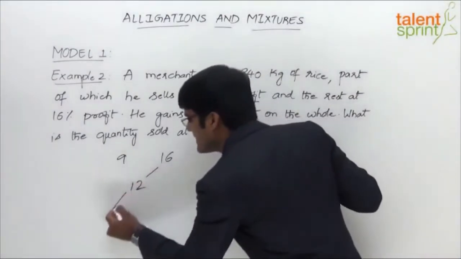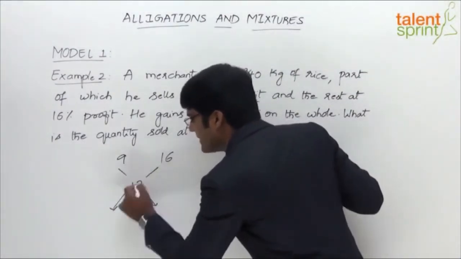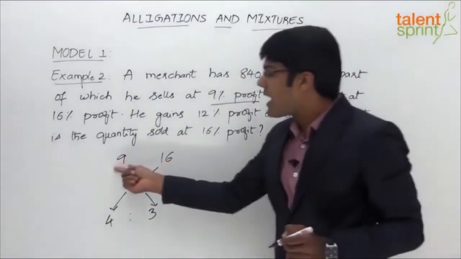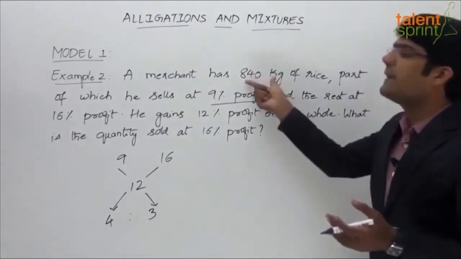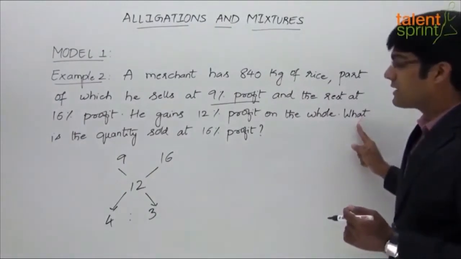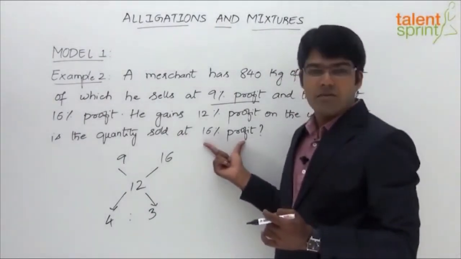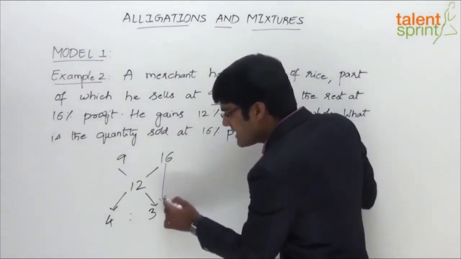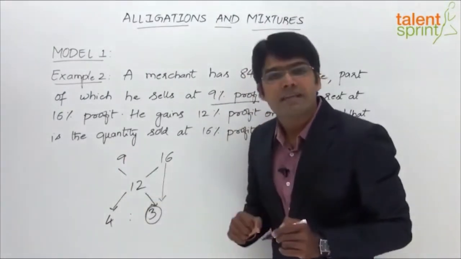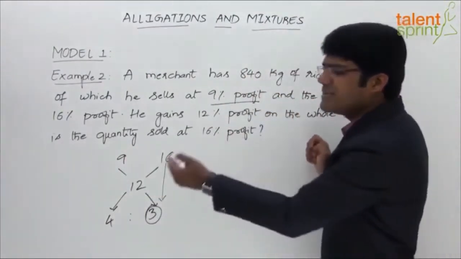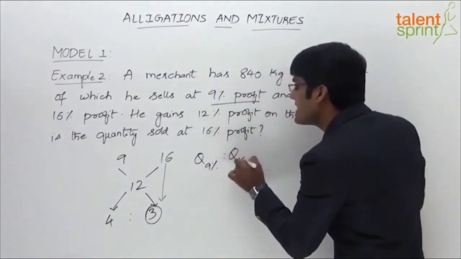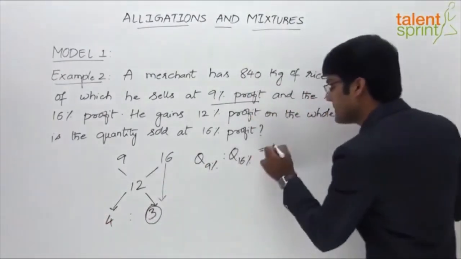Now, by taking the cross differences, we get the ratio. So 16 difference 12 is 4 and 9 difference 12 is 3. So the ratio in which these two parts have been mixed to obtain the total 840 kgs is 4 is to 3. Now from the question we are required to find out the quantity which is sold at 16% profit. Now if you look at it, the quantity which is sold at 16% profit is 3 parts as against 4 parts which has been sold at 9% profit, right? So we can say Q1 is to Q2, or the quantity sold at 9% profit is to quantity sold at 16% profit equals to 4 is to 3.